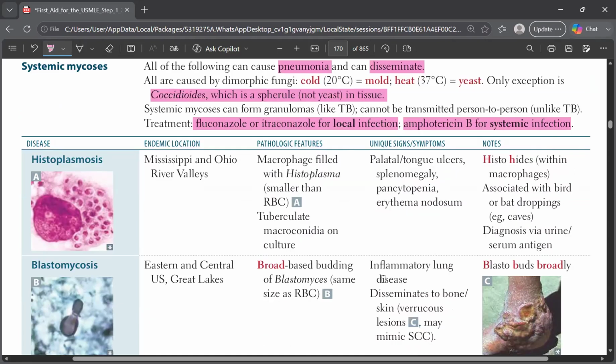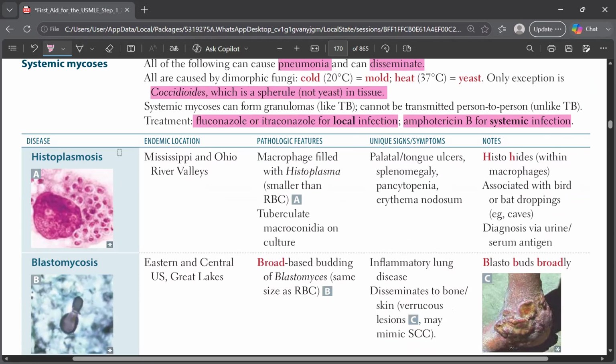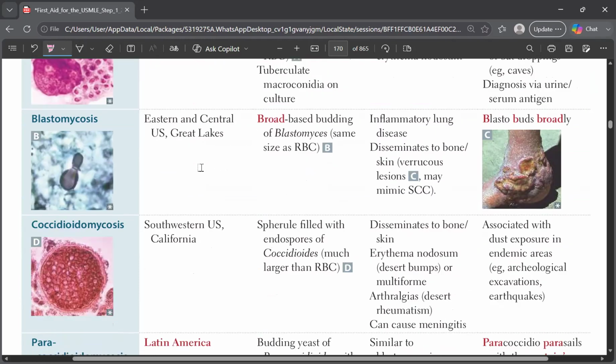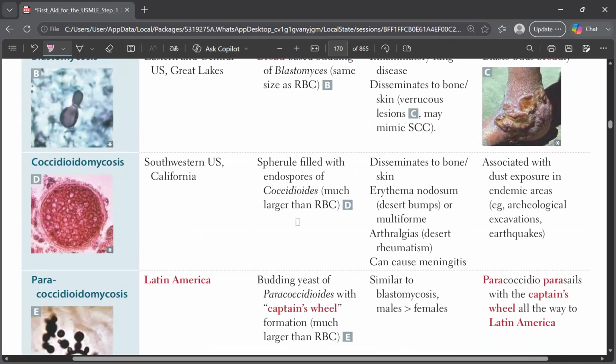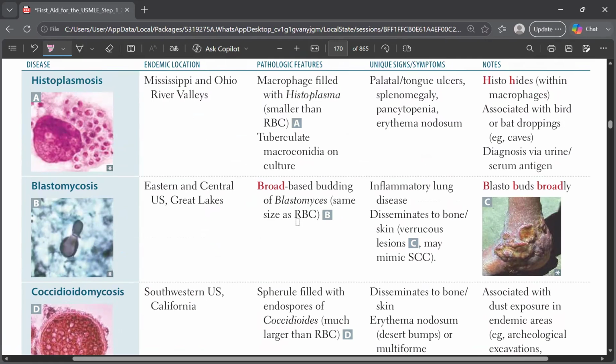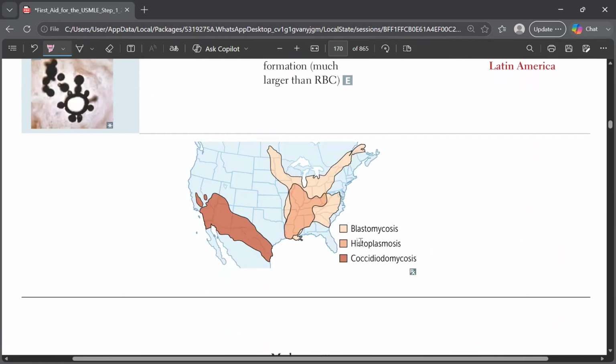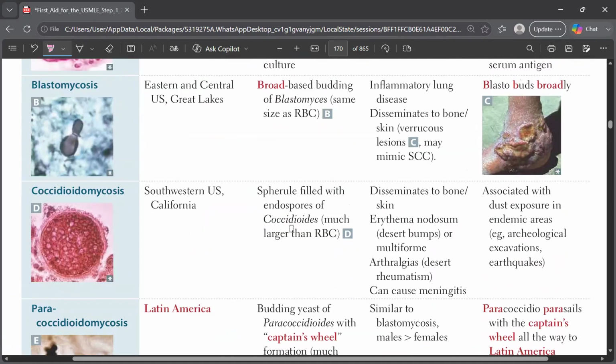The first disease is histoplasmosis. Endemic location is Mississippi and Ohio River valleys. So histoplasmosis is in Mississippi and Ohio River valleys in the Midwest. They say this area is for histoplasmosis.